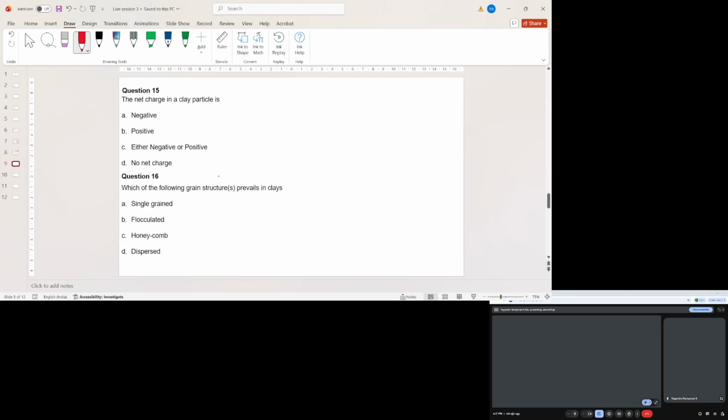To the next question. The net charge in a clay particle is, we know that a clay particle has positive and negative charges. Since the faces are more exposed and tend to attract cations more than anions, the net charge in a clay particle is considered to be negative. All right.